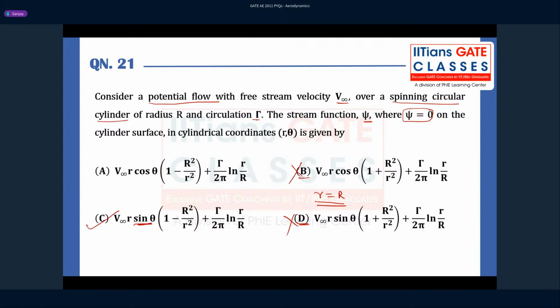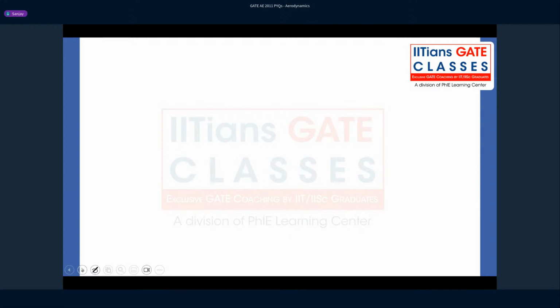So you have to decide between A and C. For that, you have to remember the stream function for a non-lifting cylinder, which is V infinity R sine theta. So I hope this is clear. It's a very straightforward question. You just have to remember the stream functions. Let's now move on to the next question.